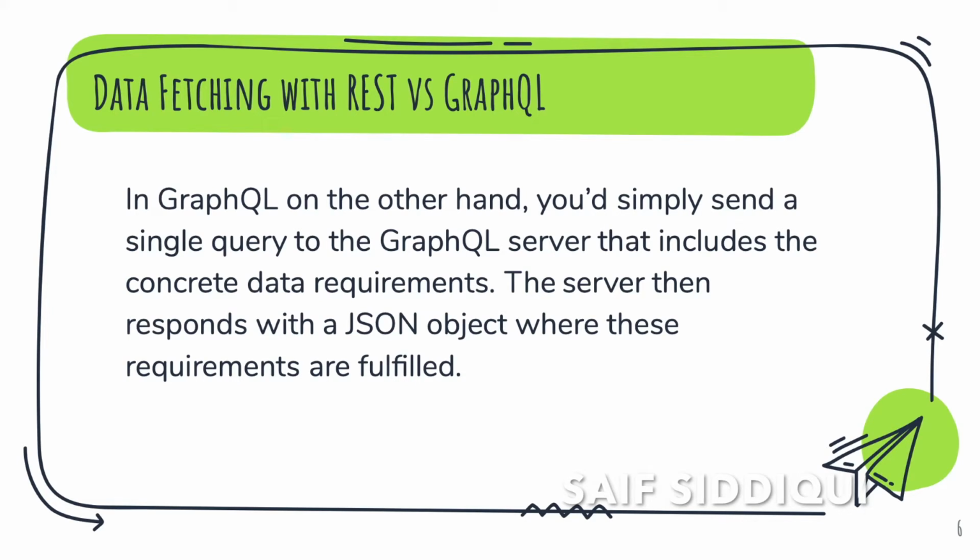In GraphQL, on the other hand, you simply send a single query to the GraphQL server that includes the concrete data requirements. The server then responds with a JSON object where these requirements are fulfilled. Let's see this with a picture which gives a very good understanding and clear depiction of how GraphQL works.